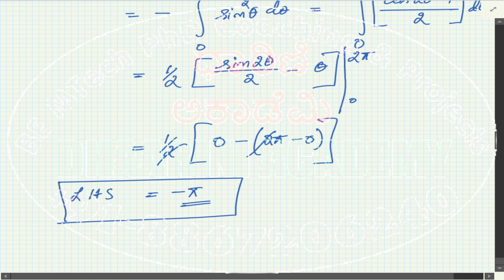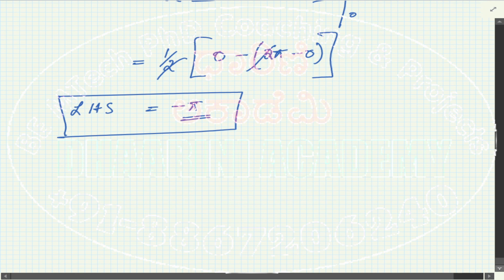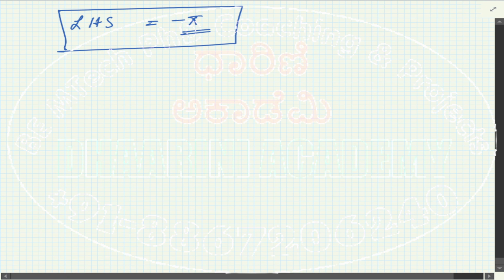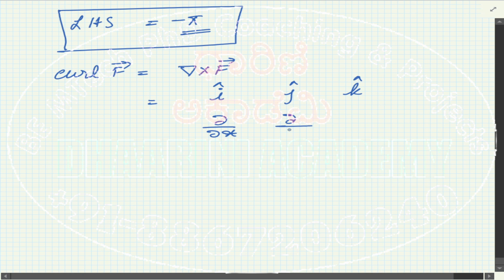Now using the RHS part of the Stokes theorem, I should get the same value, minus pi, so that we are proving the Stokes theorem. Before going to the RHS, we have to calculate a curl value. So let's start with the curl. Curl of vector f is del cross f vector, which is the determinant of i, j, k; dou by dou x, dou by dou y, dou by dou z; and the components of f: y i cap, z j cap, and x k cap.